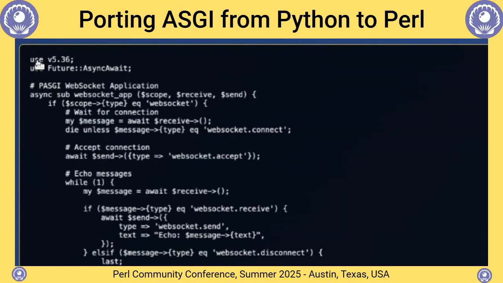So in this case, I have a WebSocket response. I'm getting the data and simply streaming information back. And this is part of the protocol, which means that if a web server implementing the protocol supports WebSockets as part of its handshake, then any web framework that implements PASGI would get WebSockets for free. It's just part of the specification.